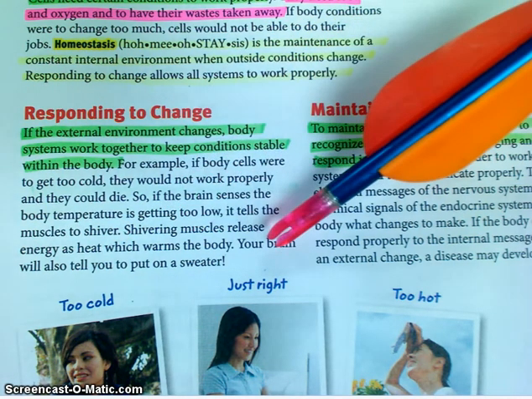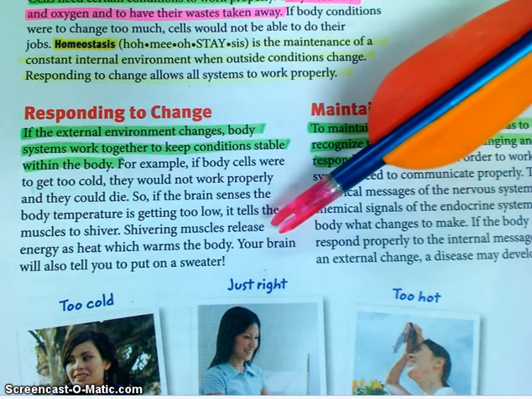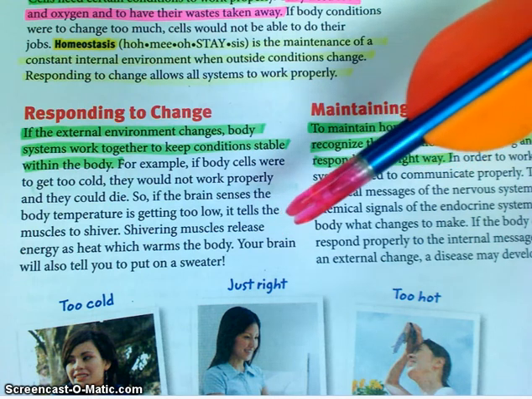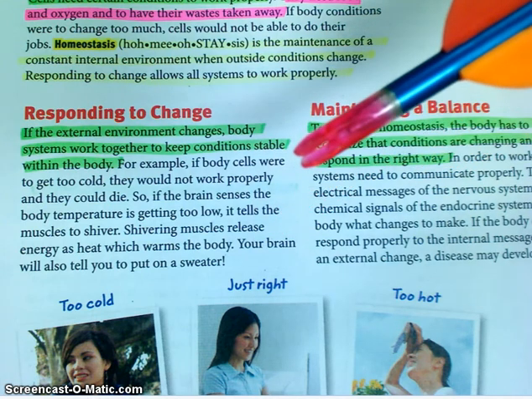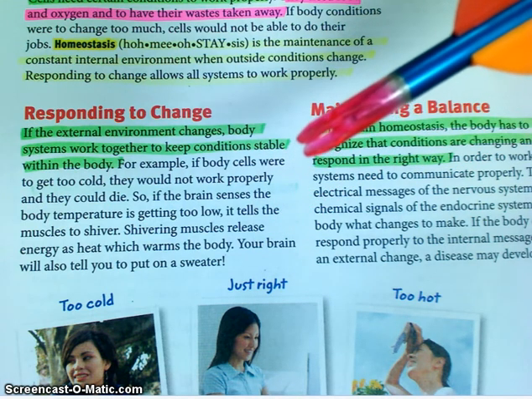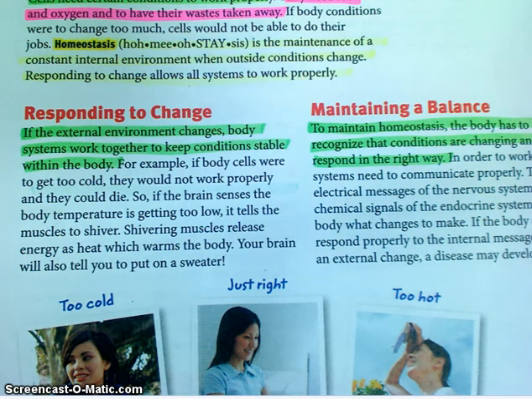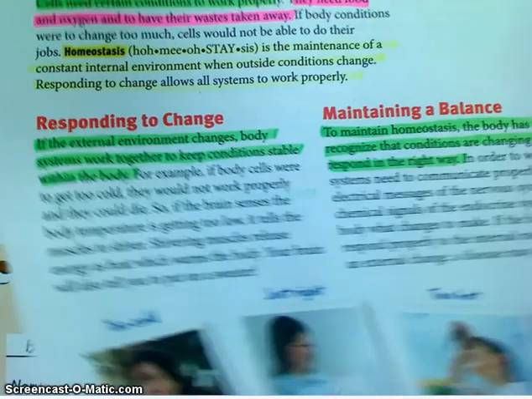As your nervous system receives these messages, you think to yourself, ooh, it's cold, so I'm going to put on a sweater, or geez, it's hot, I'm going to take off my cap and my jacket, or take off my cap and my socks and shoes, and I'm going to run around barefooted because it cools you off. These are all ways that your body tries to maintain that balance.